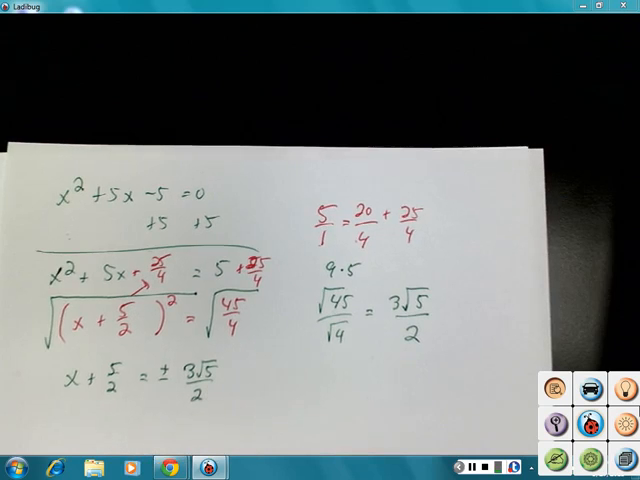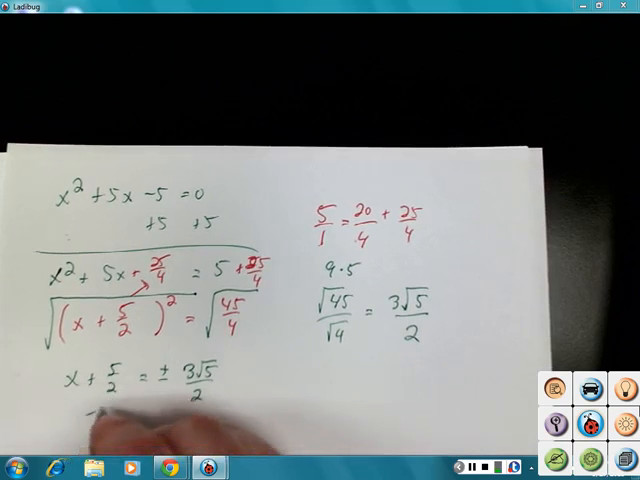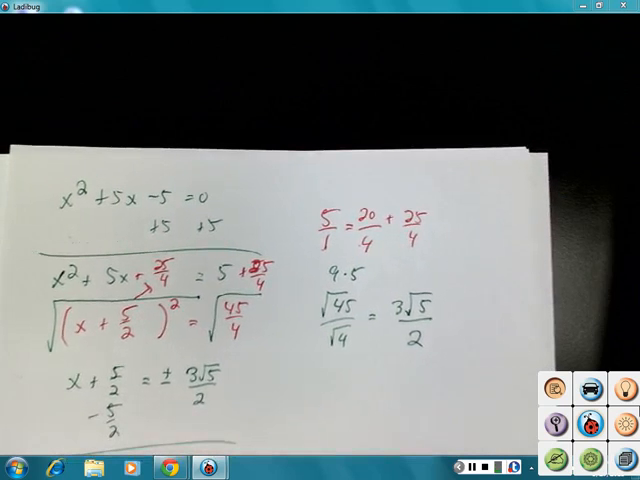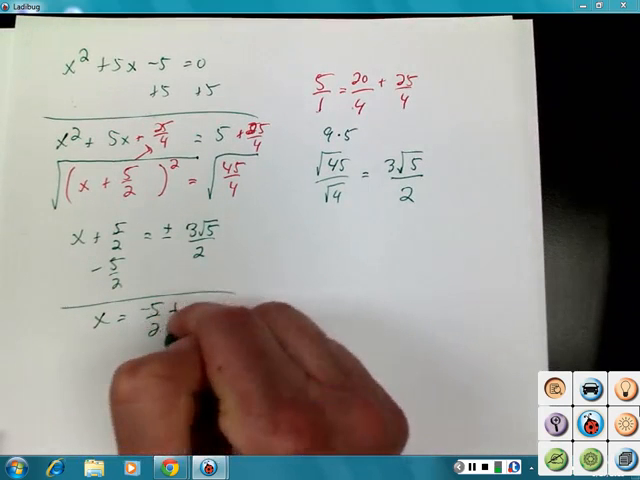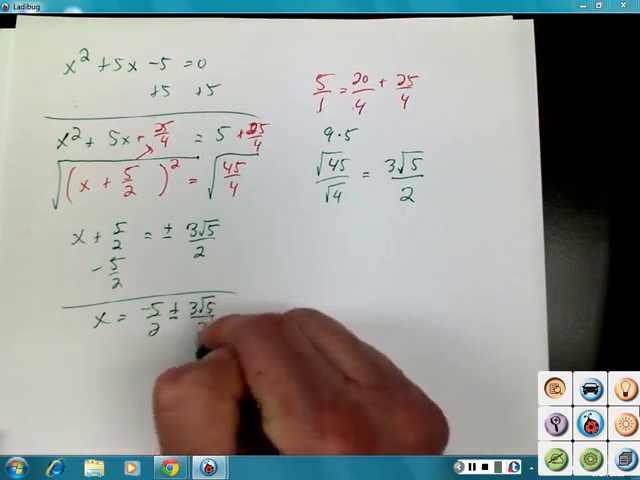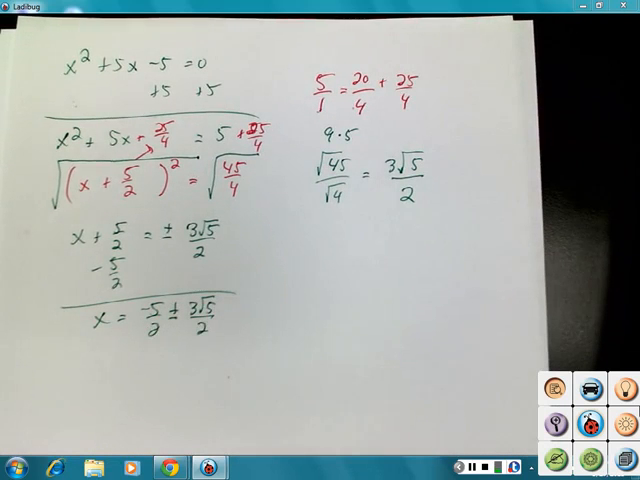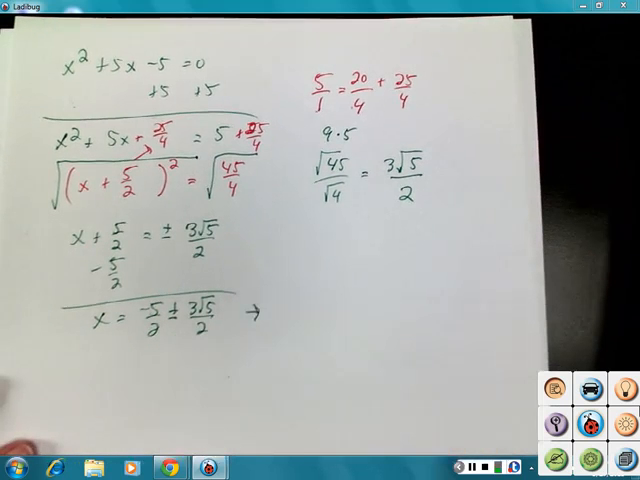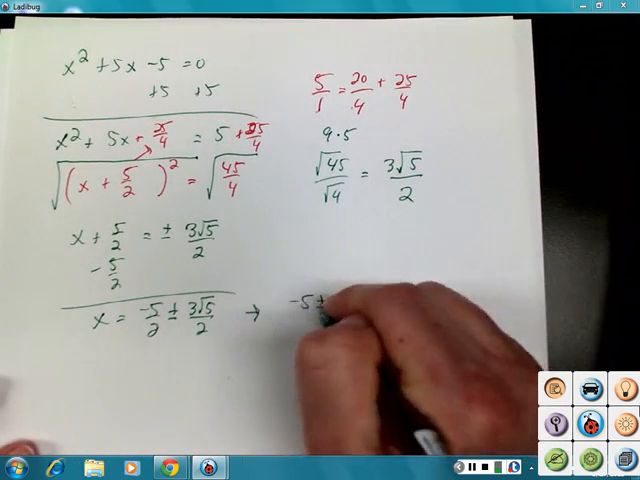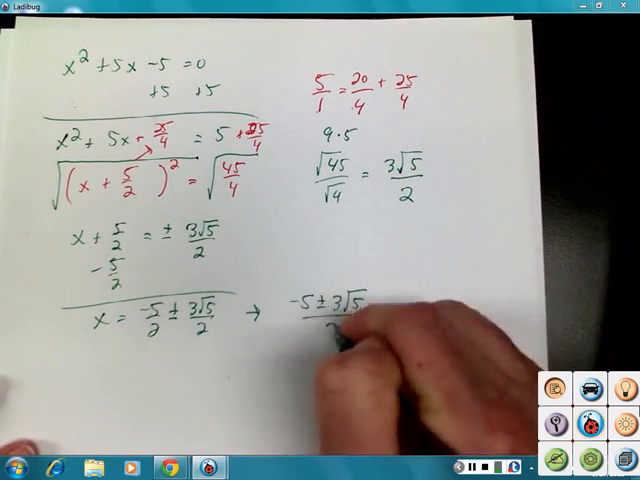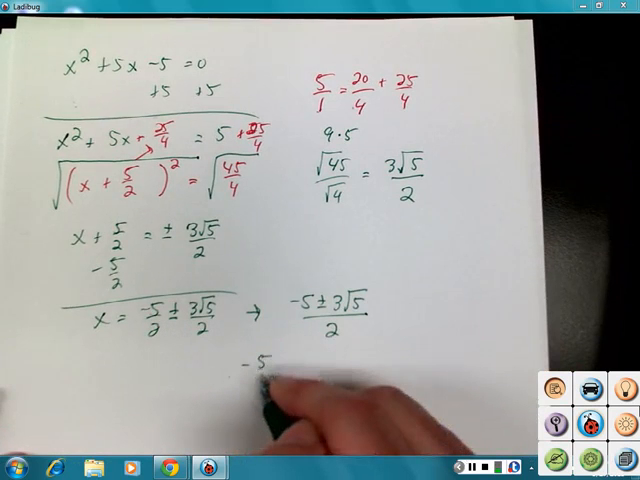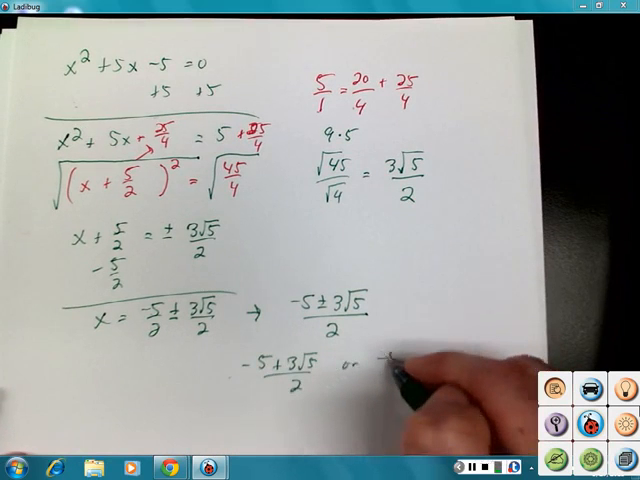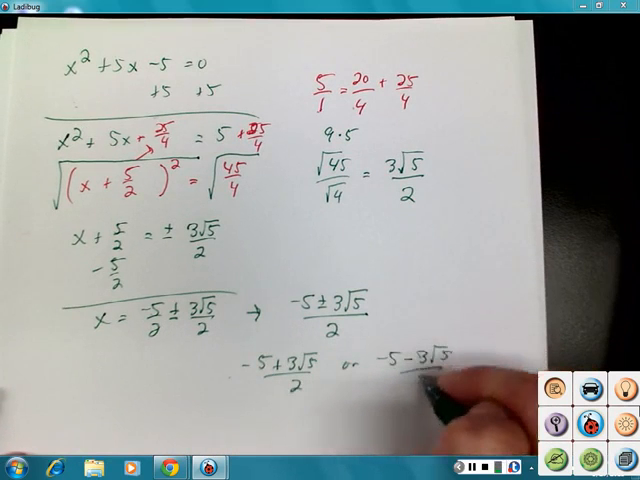So they're connected. My final thing I need to do in this is minus 5 halves to get x by itself. And so when I get x by itself, I have a negative 5 halves plus or minus 3 the square root of 5 over 2. Looks kind of strange that way, but this is actually the exact same as a negative 5 plus or minus 3 the square root of 5 all over 2. And in Hawks, again, it's going to break it apart, so negative 5 plus 3 the square root of 5 over 2, or negative 5 minus 3 the square root of 5 over 2.